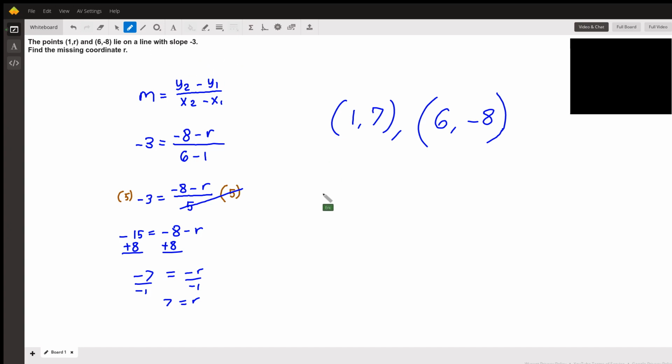If we did that quickly, we would get m equals y2 minus y1, which is -8 minus 7, over x2 minus x1, which is 6 minus 1. And this simplifies to -15 over 5, which is -3. So we have verified that these are the correct points, so r must equal 7.